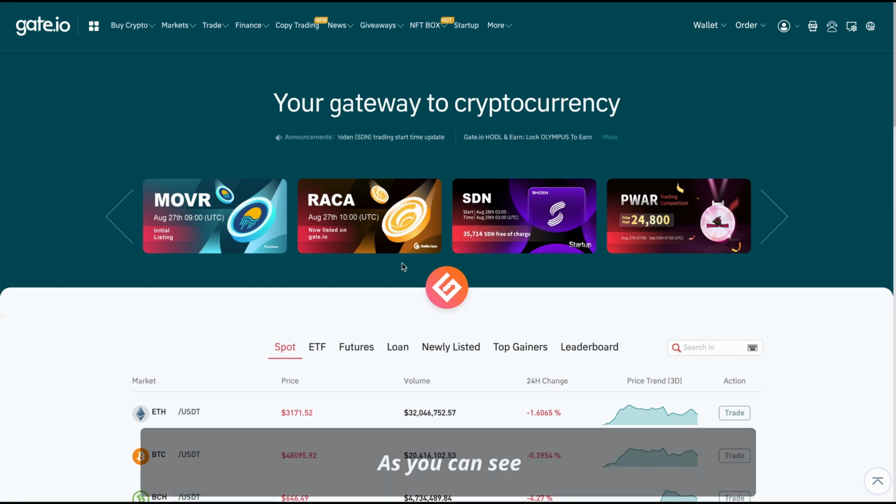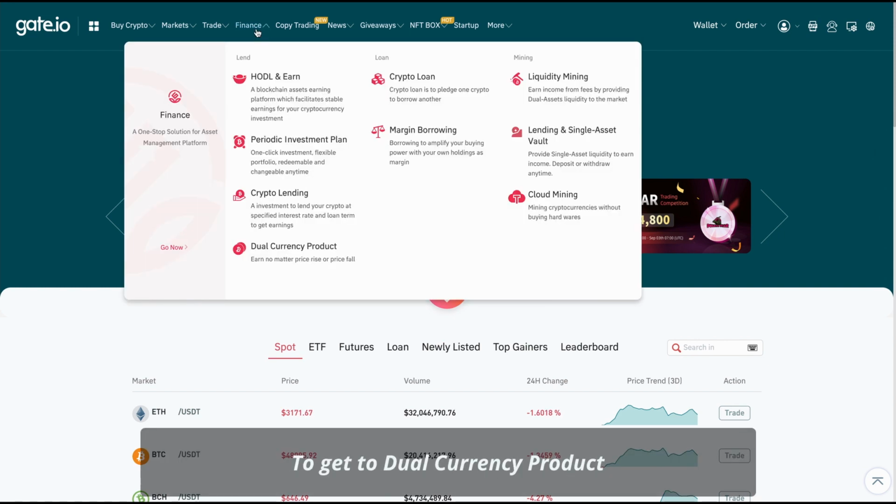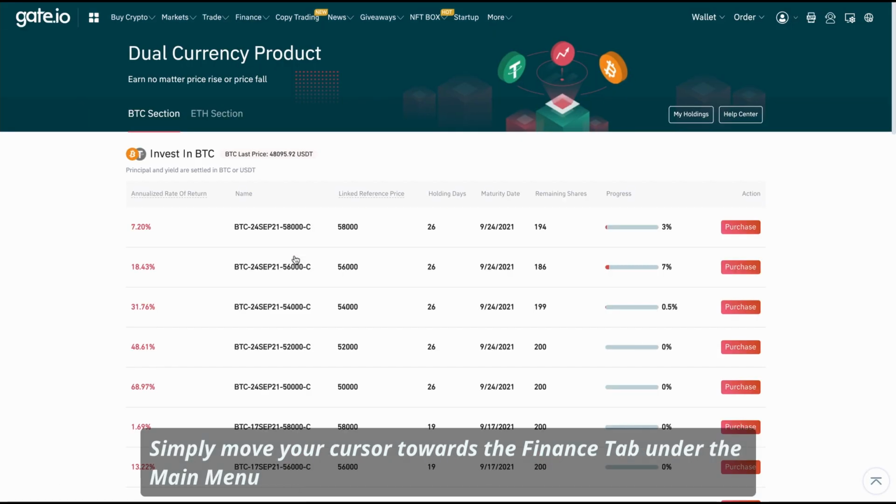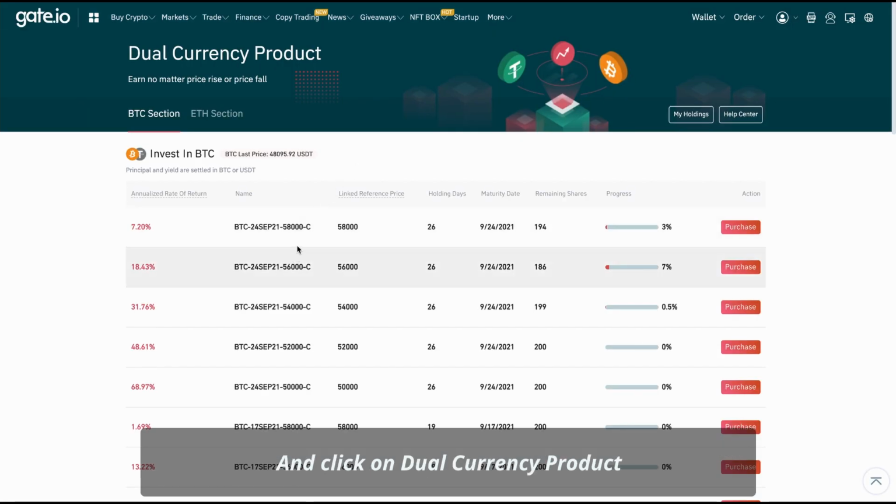As you can see, we are currently on the main page. To get to dual currency product, simply move your cursor towards the Finance tab under the main menu and click on dual currency product. Simple as that.